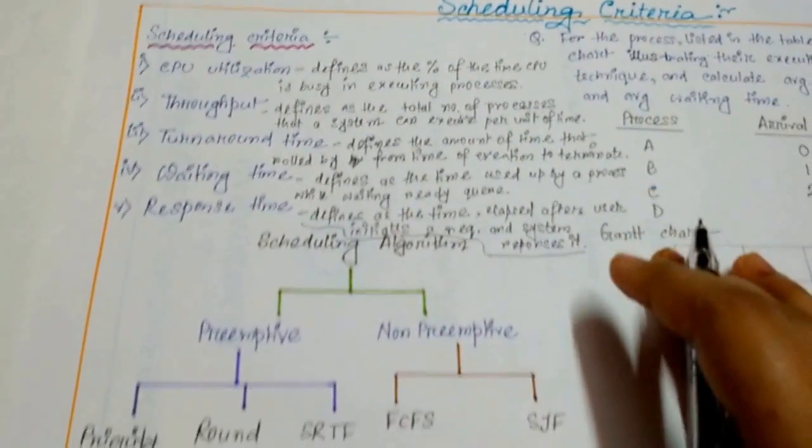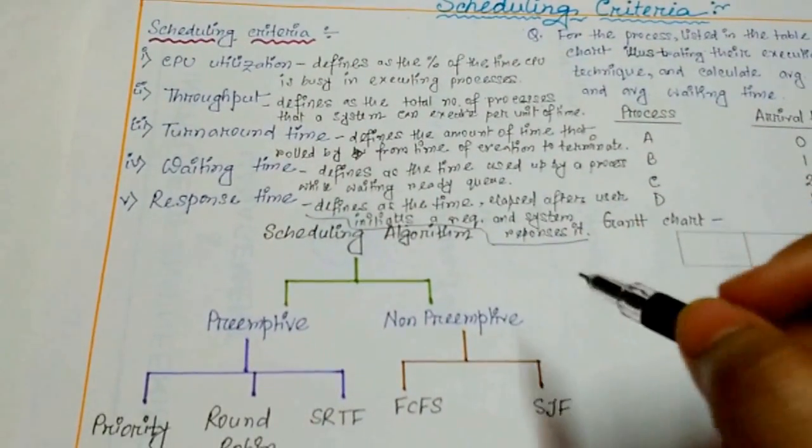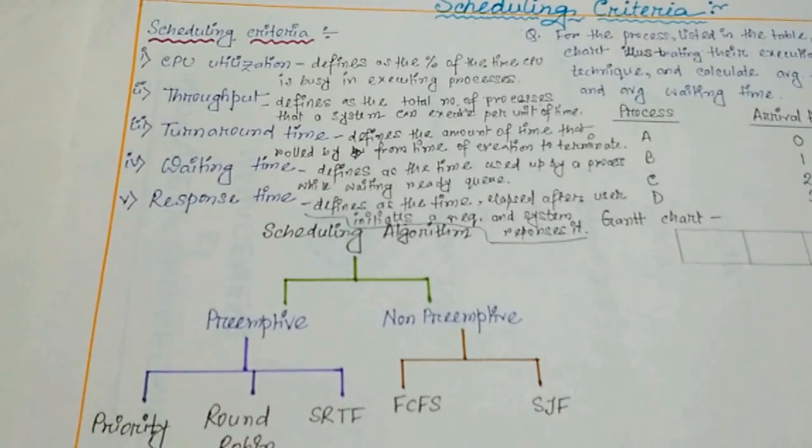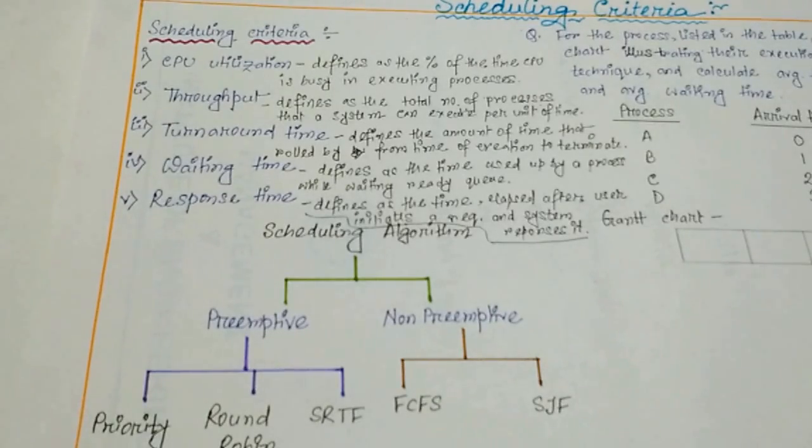Now comes scheduling algorithms. A wide variety of algorithms are used for CPU scheduling. These scheduling algorithms fall into two categories: preemptive and non-preemptive.